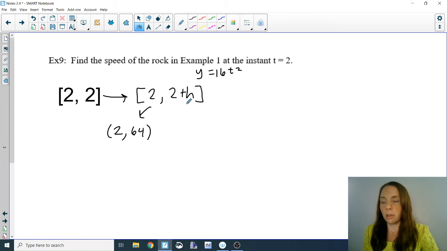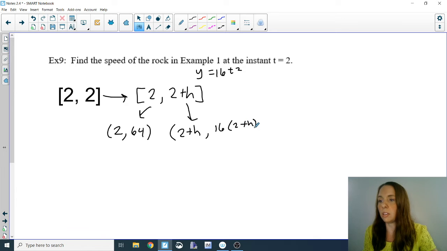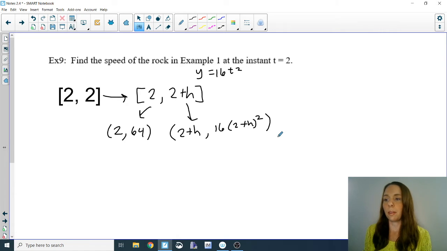And then, what's going on here? Well, the x-coordinate or the t-coordinate is 2 plus h. How do we get the y-coordinate? Well, you get a y-coordinate by taking your x-coordinate and inputting it into the function, right? Or the t-coordinate in this case. So I'm going to take 2 plus h and put it into my 16t squared, and it looks like this. 16 times the quantity 2 plus h, squared. There's my y-coordinate. Okay, this just gets so exciting for me. I'm like, yes, you're almost there. You're going to get the formula. You're going to see it.